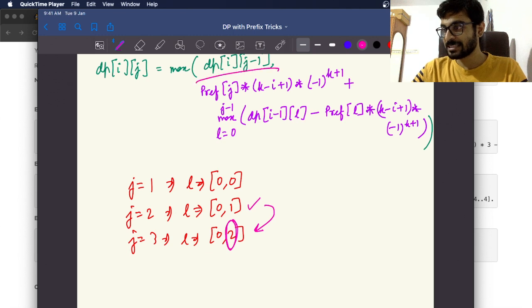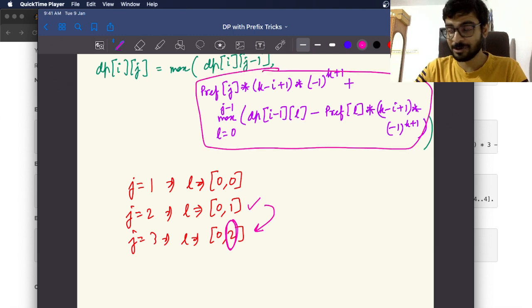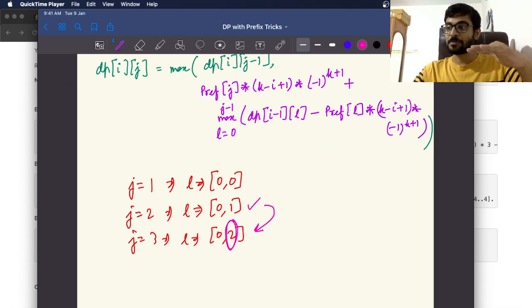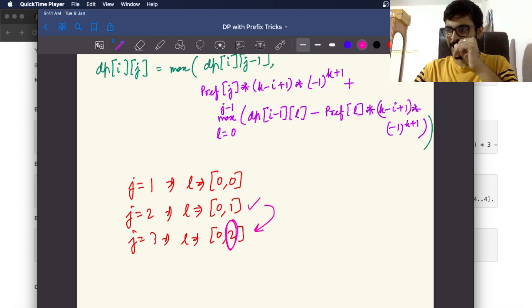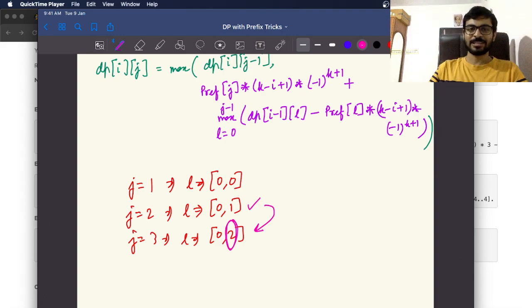So don't take this entire thing in your maximization function right over there. The variable that you're maximizing is going to be this part. This part you will keep on maximizing with every growing j. So that is the carry forward technique. So let us see my solution.